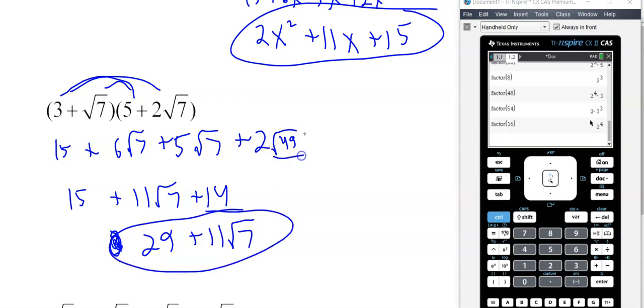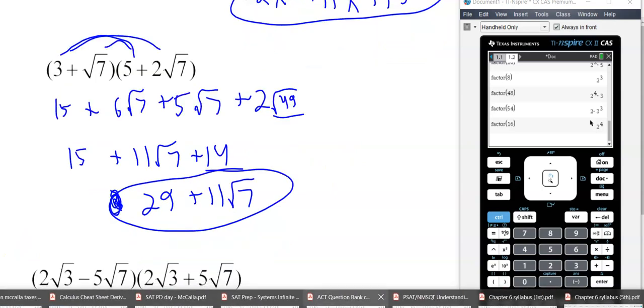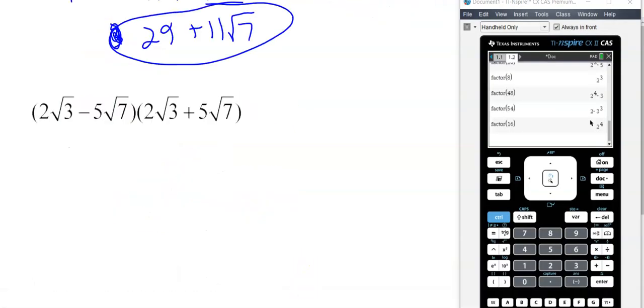And I just kind of, that's our perfect square. So 2 times the square root of 2 times 7 is 14. And now we get some serious radical multiplying.